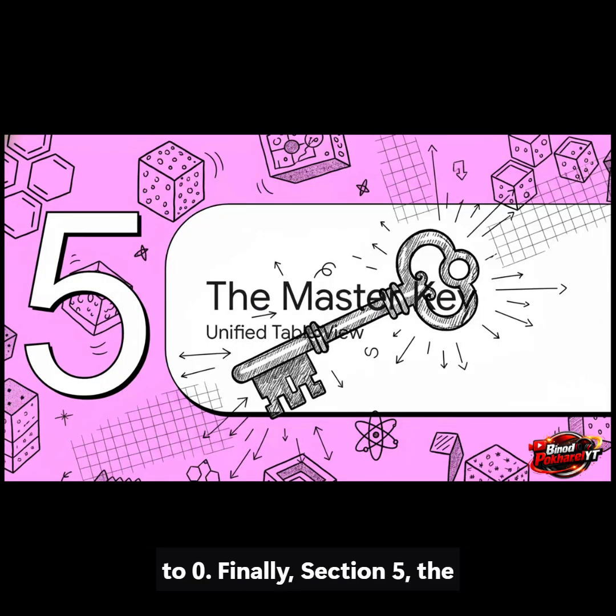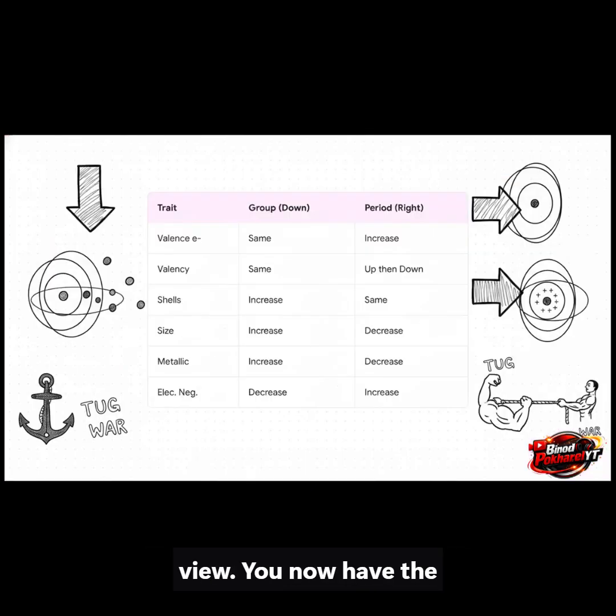Finally, Section 5, the master key, bringing it all together into a unified table view. You now have the underlying logic to unlock the entire table. Let's put it all together. Think of this as your ultimate cheat sheet. Now, what's really fascinating here is that you don't need to memorize any of those trends if you just remember the tug-of-war. Going down a group, you add shells. The atom gets bigger. The outer electrons get further away, so electronegativity goes down and metallic character goes up.